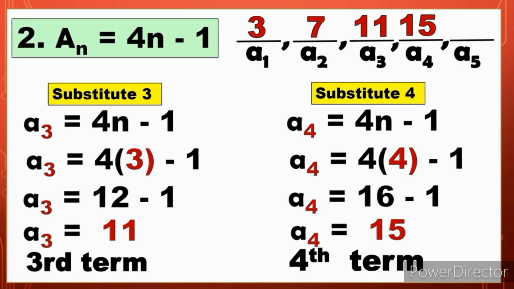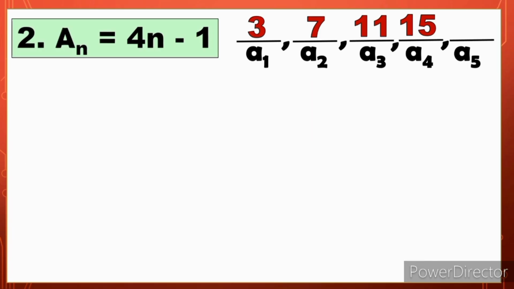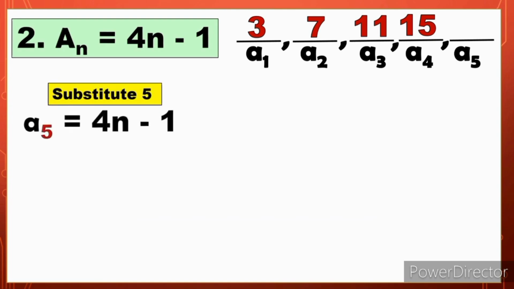Okay, next, to find the fifth term, or a sub 5, we substitute 5. So, now we have a sub 5 equals 4n minus 1. So, papalitan yung n ng 5. So, a sub 5 equals 4 times 5 minus 1. Then, we multiply, 4 times 5 equals 20.